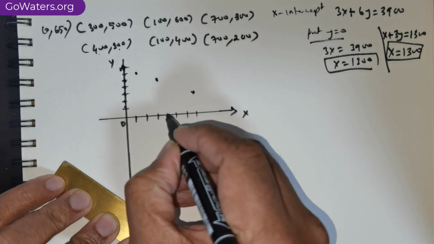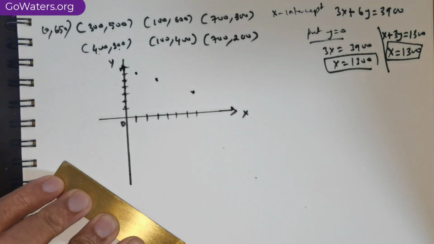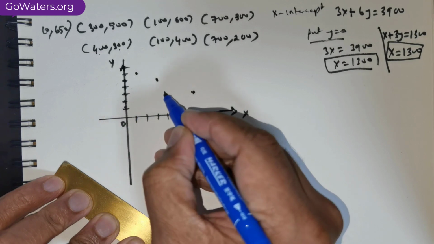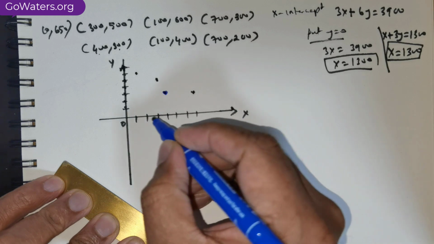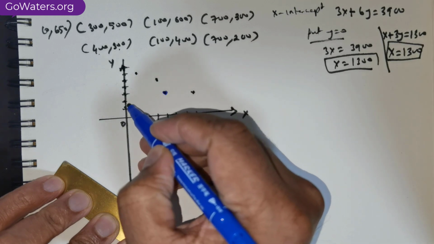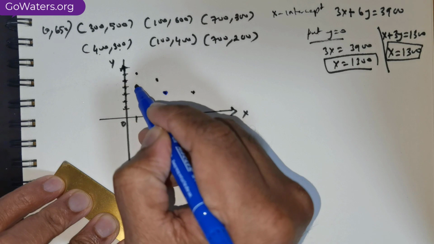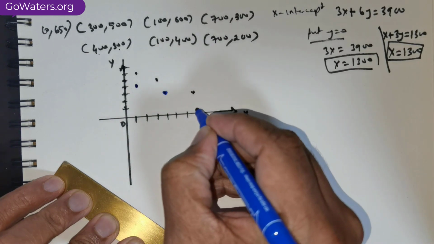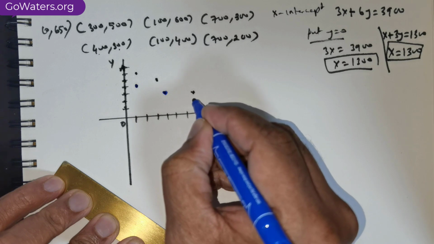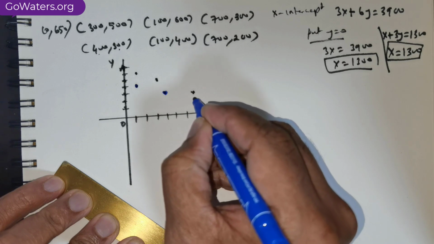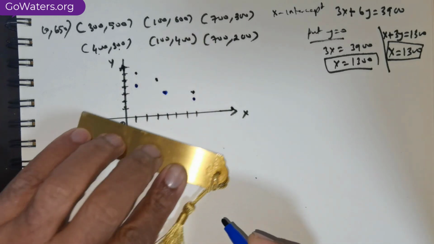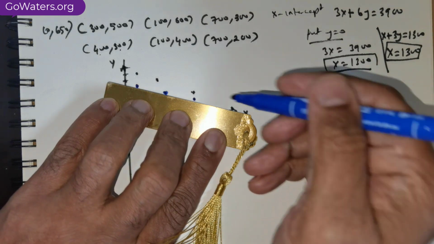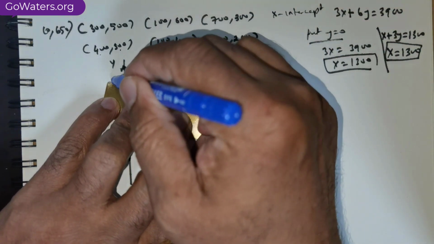So before I could do that, let me plot the points 400 and 300. So 1, 2, 3, 4, 400 and 300. 300 is over here. So I got a point there, and then 100 and 400. 100 and 400 is over here, and 700 and 200. 700 and 200 is over here. Now what we need to do is we need to ensure that both these lines are hitting at the same point. So let me draw it like this.